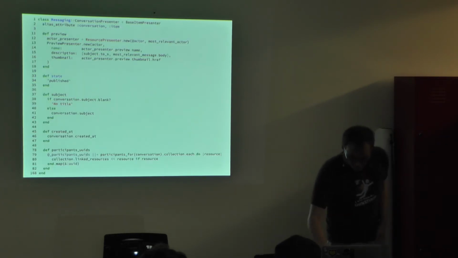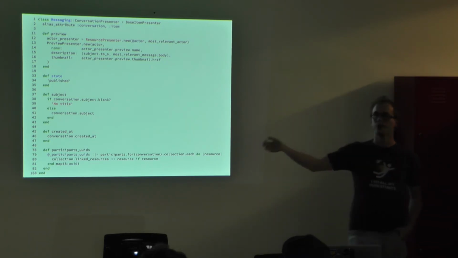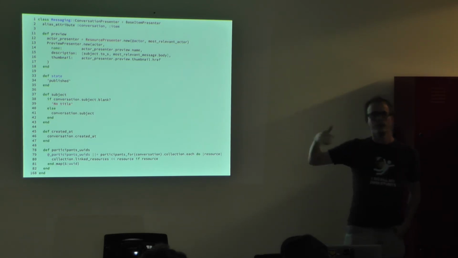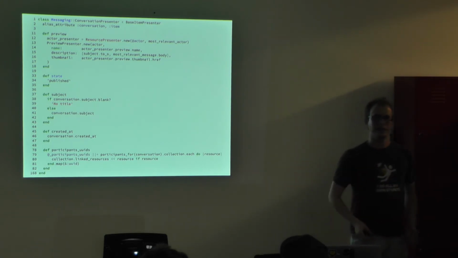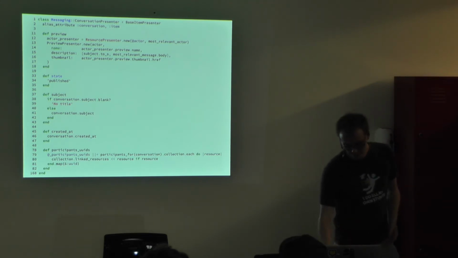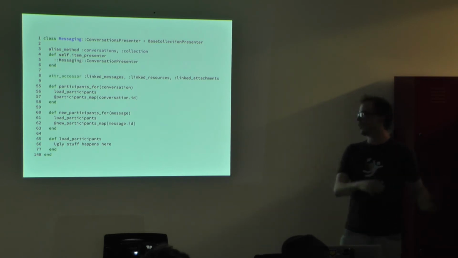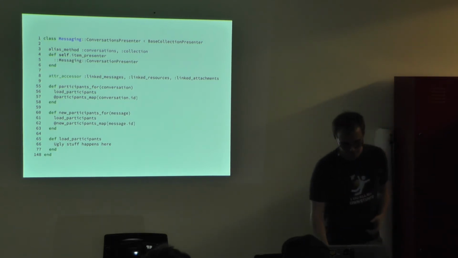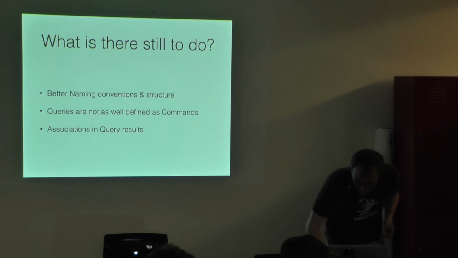Then we have our presenters. I'm going to go a bit faster over that. They just do all the presentation logic. We take it out of the model. For instance, if there's no subject on a conversation, you say no title. Because title, subject, interchangeable words. We don't put that in the model anymore. It's a presentation problem. Our collection presenters that present the entire collection will actually do optimization of loading of data, which shouldn't be there, but currently it is, just how it is.